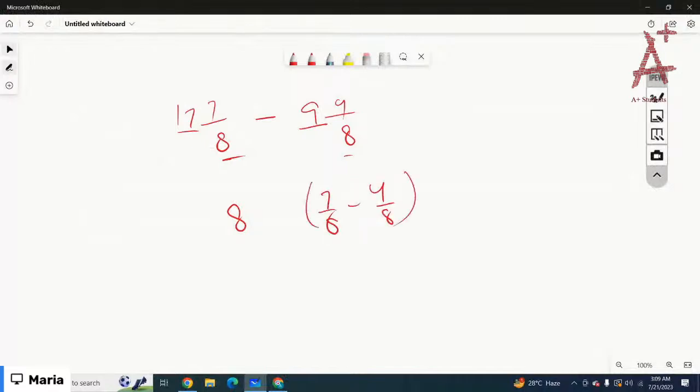So they both have the same denominators. You simply have to subtract their numerators. 7 minus 4 is 3. So 8 whole 3 over 8. The correct option is, so it is 8 whole 3 over 8. So the correct option is 8 whole 3 over 8.